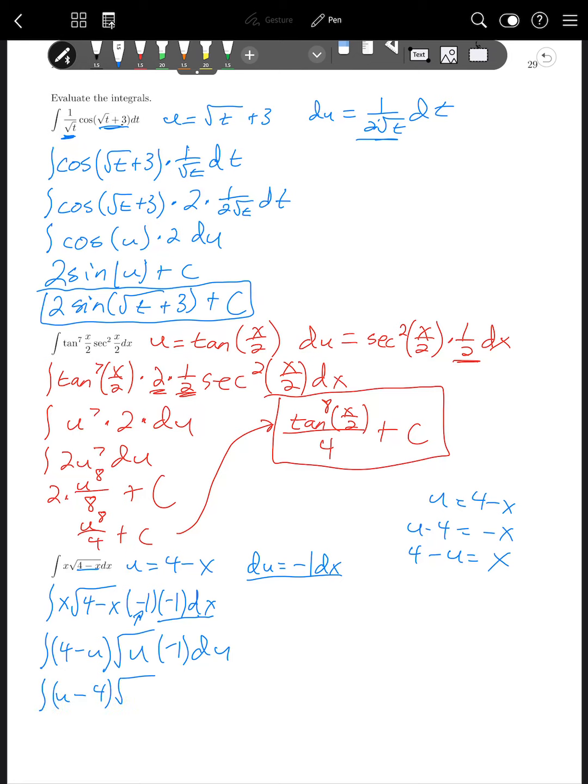Okay, so the first one, I think you want to use u equals 5s plus 4, right? Just let it be the bottom. So that means inside the radical. So that means du is 5 ds.